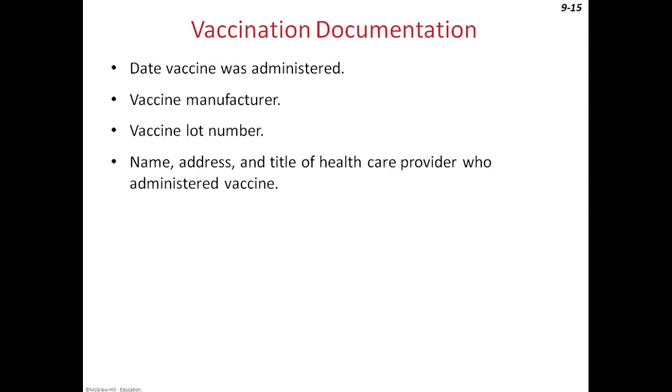So, vaccination documentation. Whenever a vaccine is administered, this list of items needs to be documented. First, the date the vaccine was administered, the vaccine manufacturer, the vaccine lot number, and then the name, address, and title of the healthcare provider who administered the vaccine.